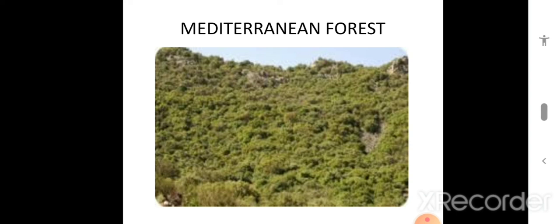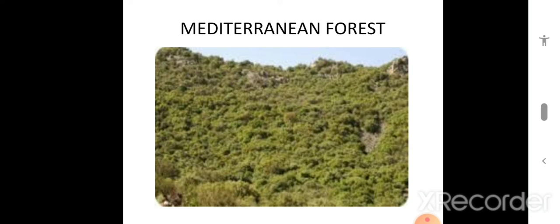The animal life we can see in this Mediterranean forest includes squirrels, wood rats, deer, rabbits, foxes, lizards, snakes and leopards. Some birds like kites, falcons and hawks can also be seen in the Mediterranean forest.